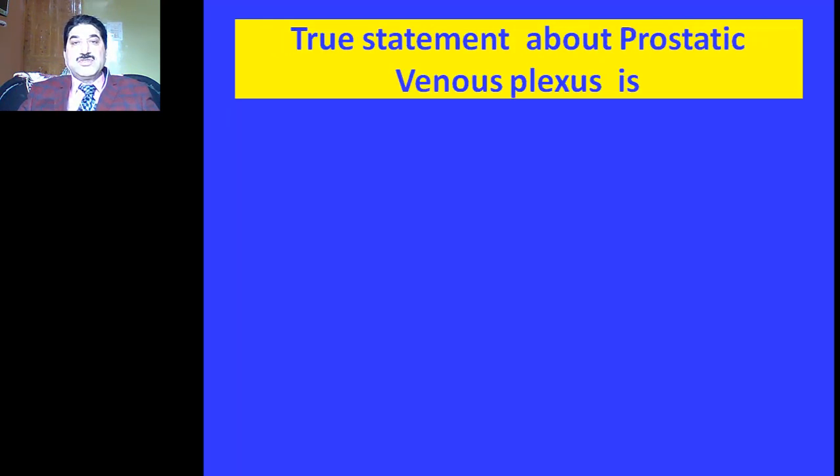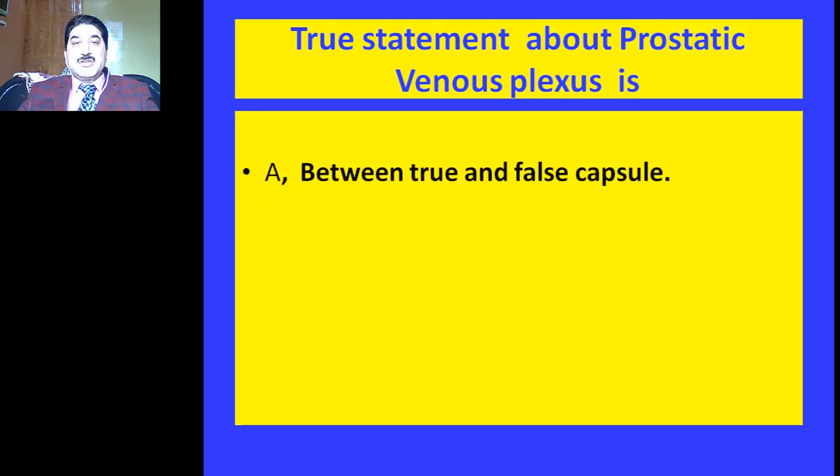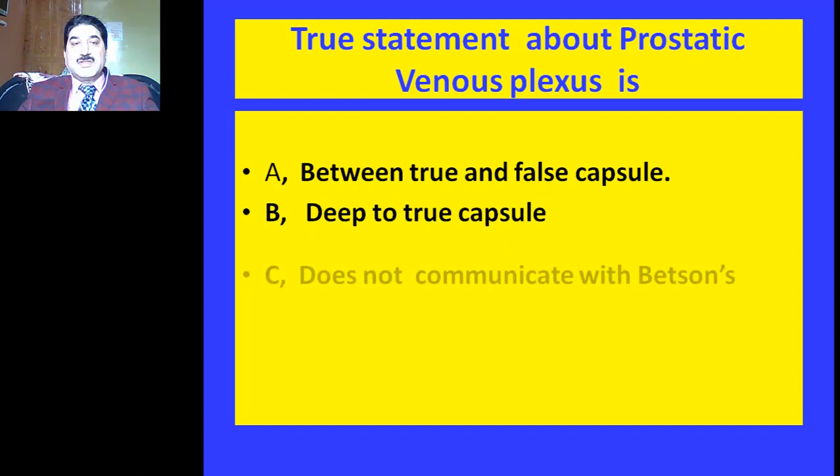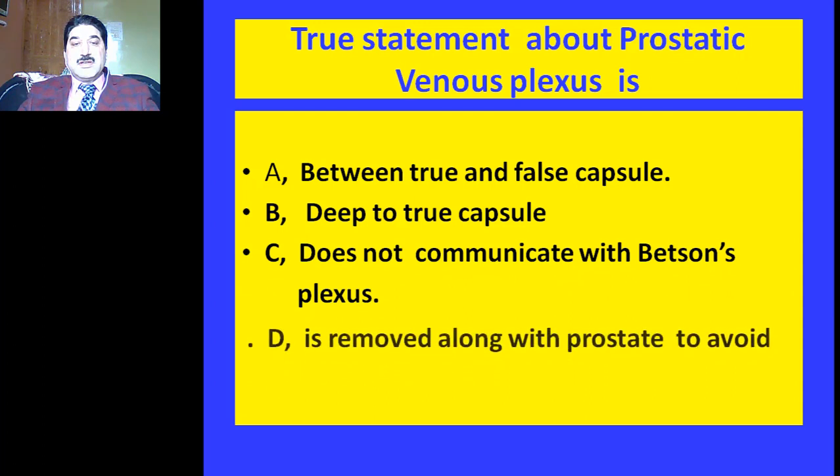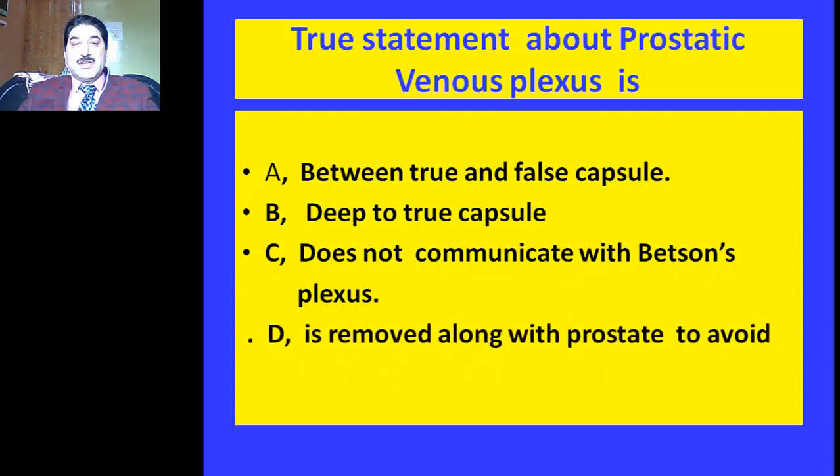Next question is: true statement about prostatic venous plexus is: A, it lies between the true and false capsule, B is deep to the true capsule, C does not communicate with Batson's plexus, D is removed along with the prostate to avoid hemorrhage during prostatectomy. True is it lies between the true and false capsule.